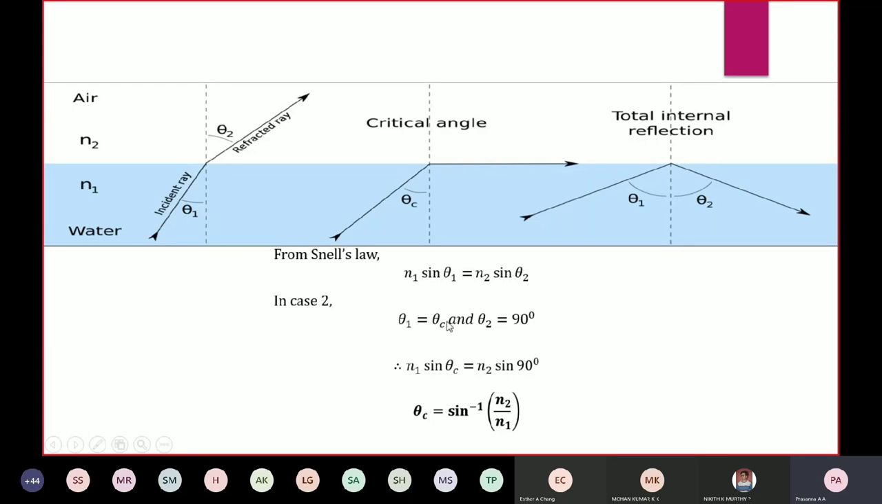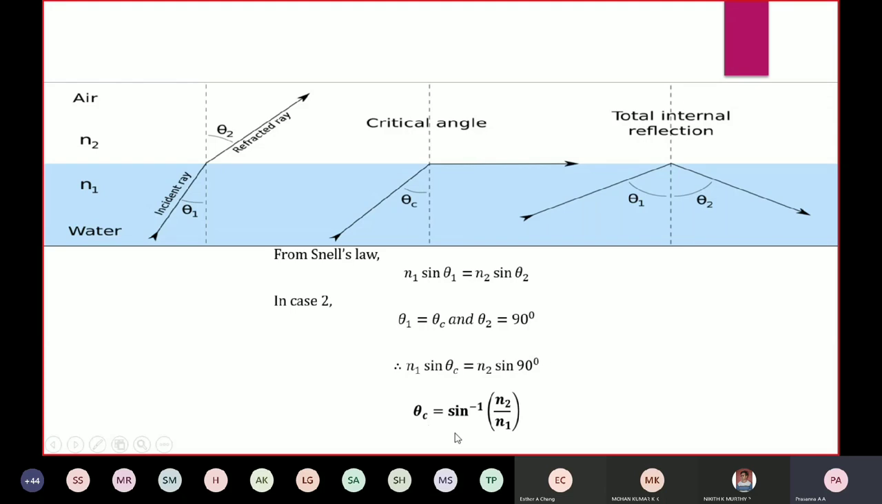So if theta 1 is equal to theta c, then the angle of refraction obviously becomes 90 degrees. That's why in place of theta 2 we have taken 90 degrees, and in place of theta 1 it is theta c. And sine 90 degrees is equal to 1. Therefore, n1 sine theta c equals n2, or sine theta c is equal to n2 by n1, or theta c is sine inverse n2 by n1.